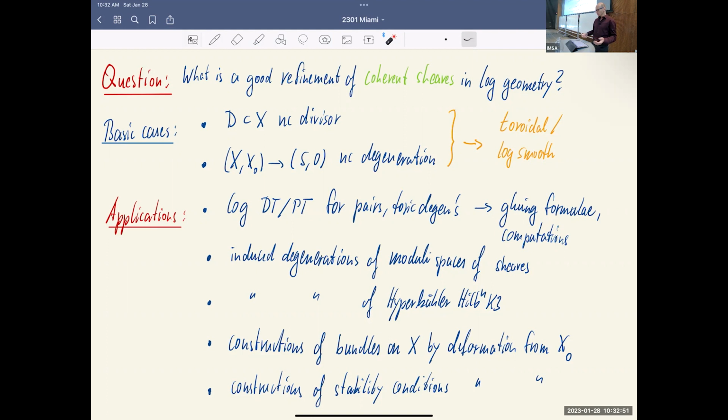And why was I interested in this already maybe 10 years ago or even longer? You would like to do something like logarithmic Donaldson-Thomas or Gopakumar-Vafa invariants for the pairs or the central fibers of toric degenerations that come up in my long-term program with Mark. That would be interesting for writing down gluing formulas and computations of these things in these toric degenerations or in other situations. Sometimes you're also just interested in moduli spaces of sheaves.